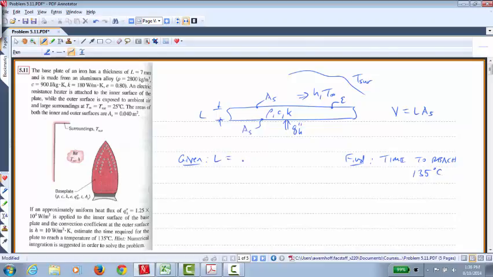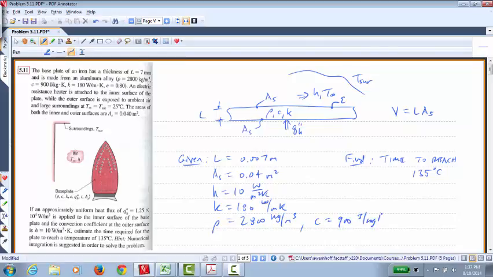So we're given a few things here. L is 7 millimeters, or 0.007 meters. A sub s is 0.04 square meters. h is 10 watts per square meter Kelvin. k is 180 watts per meter Kelvin. Rho is 2,800 kilograms per cubic meter. C is 900 joules per kilogram Kelvin. Emissivity is 0.8. And T infinity and T surroundings are both equal to 25 degrees C.